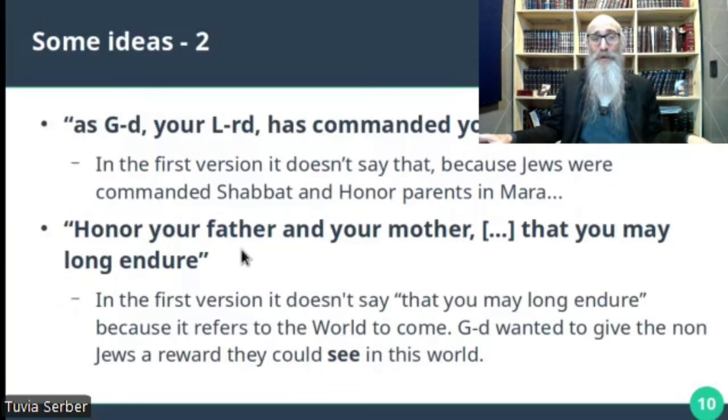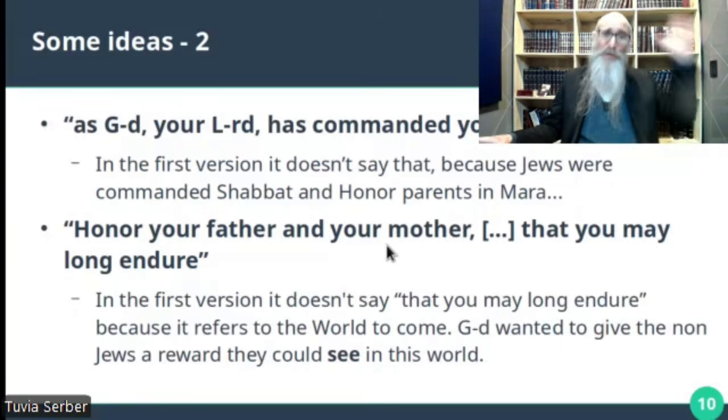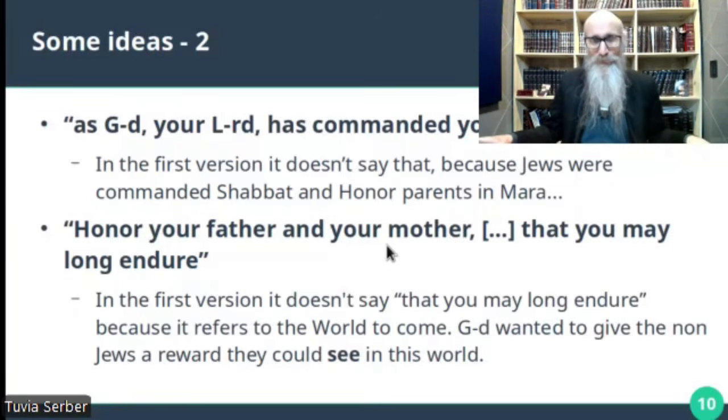The same thing happens with honoring father and mother in the Ten Commandments in the second version. You will have a long life, says the Torah. It's not talking about this world. It's talking about the world to come. But in the first version of the Ten Commandments, the Torah doesn't even say a long life.